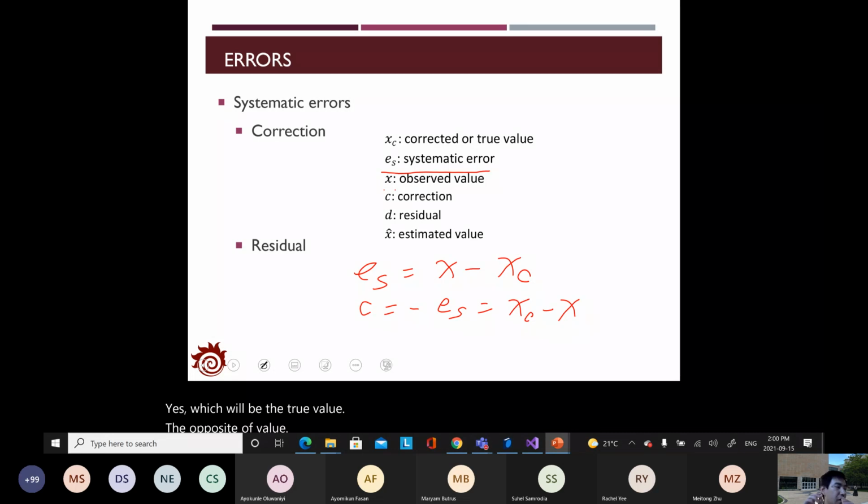In addition, we have the residual, which is defined as the difference between the estimated value and the observed value. So we have D equal to X hat minus X.